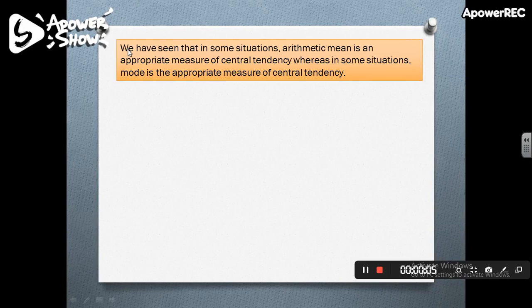So we have seen that in some situations arithmetic mean is an appropriate measure of central tendency.